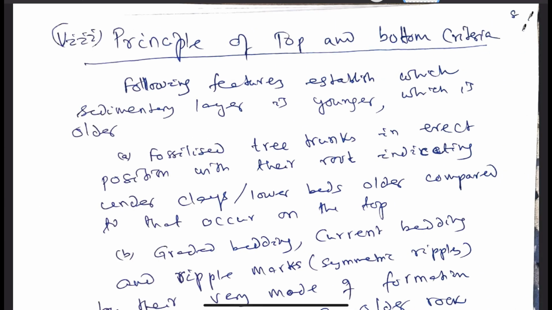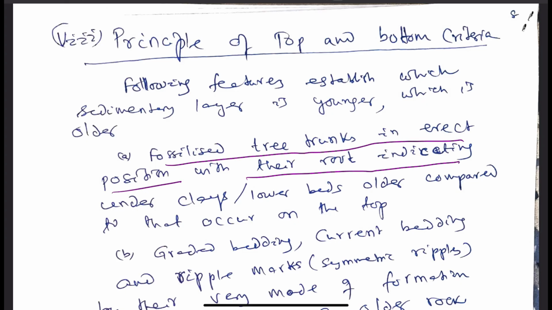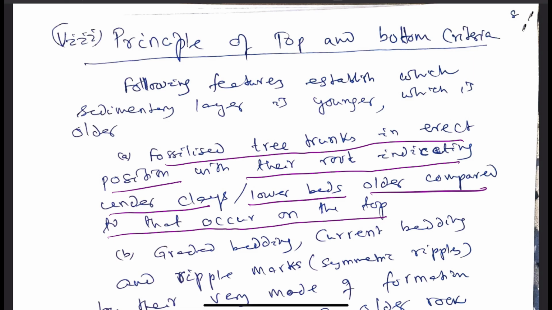Then the principle of top and bottom criteria. We know there are some principles by which we can establish that this is the top sequence of beds, this is the bottom sequence of beds. There are some typical features which are used to establish these top and bottom features. For example, fossilized tree trunks in erect position with their roots indicate the underlying or lower beds are older compared to those that occur towards the top.